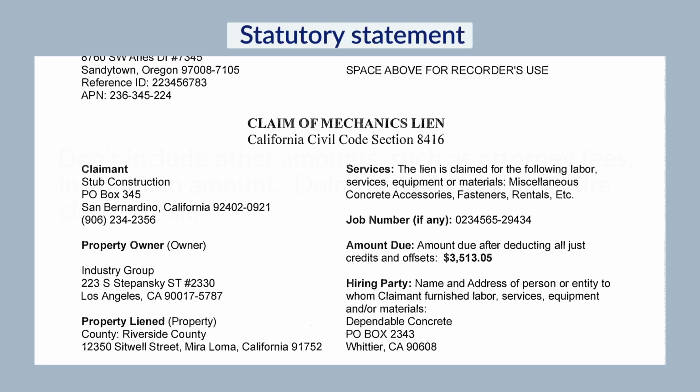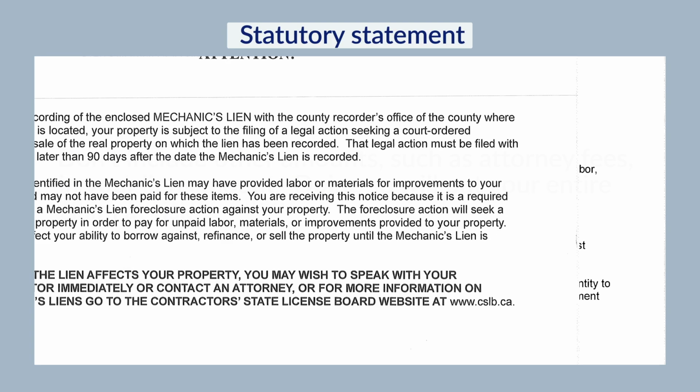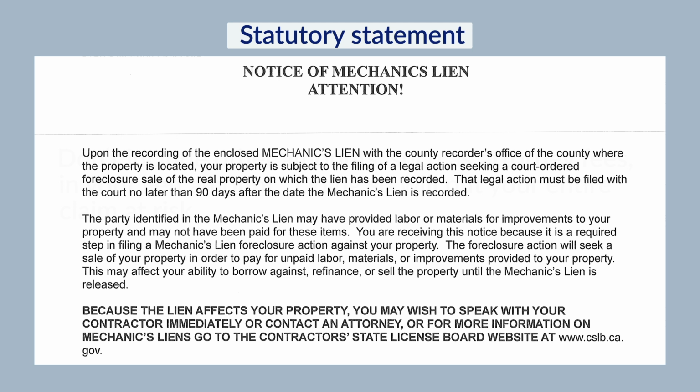The last element to include is the required statutory statement. California statute even specifies that the statement must be in at least 10-point boldface type and that some text must be uppercase. So here's the text as it should appear on your lien form. Make sure your lien form has this text.